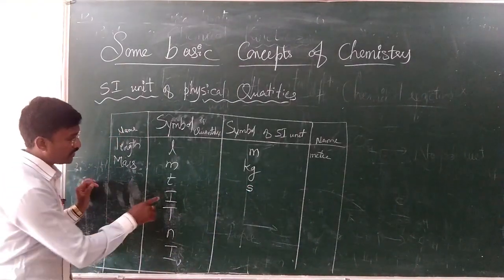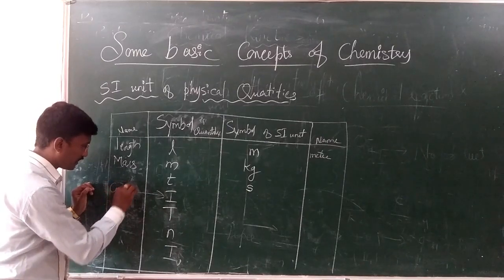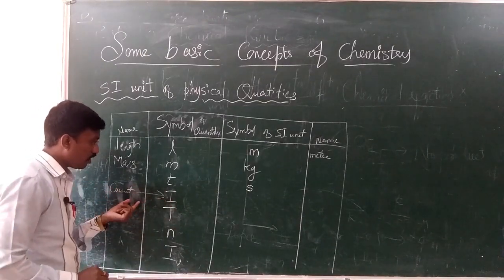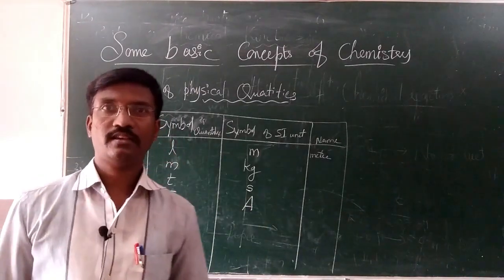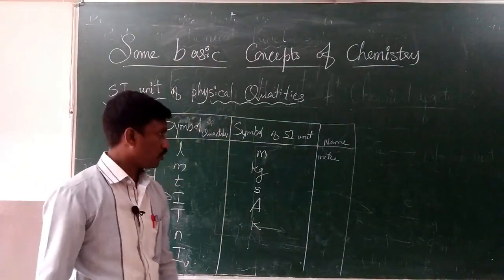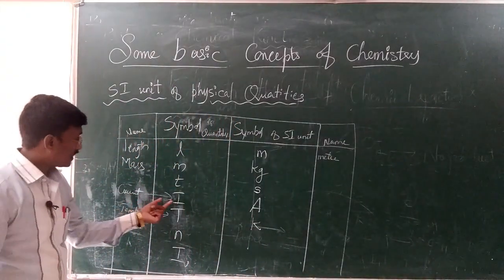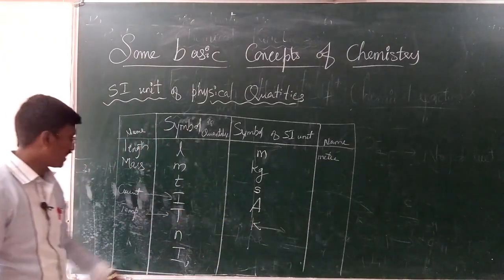Next one is I. I is the symbol of current. The SI unit of current is ampere, capital A. So look here, the current has the SI unit ampere.